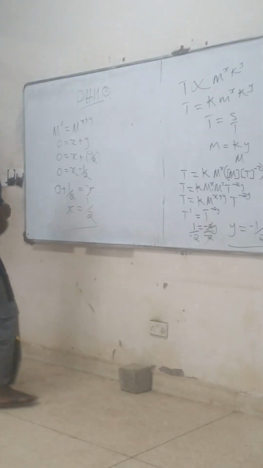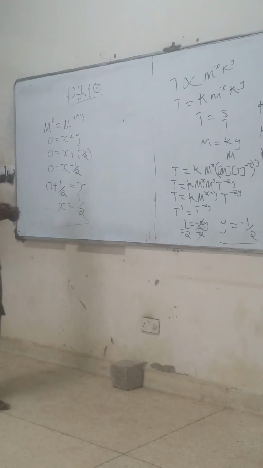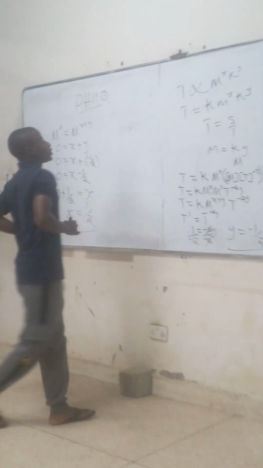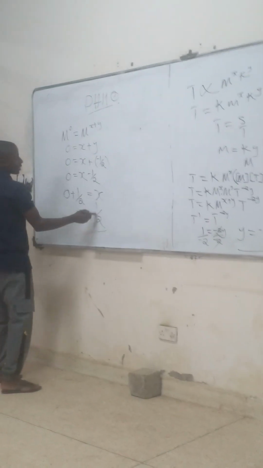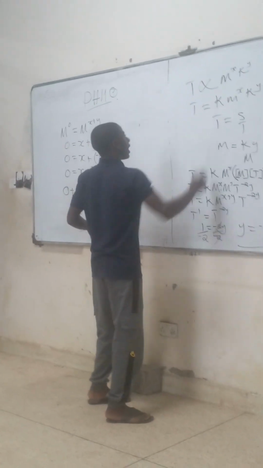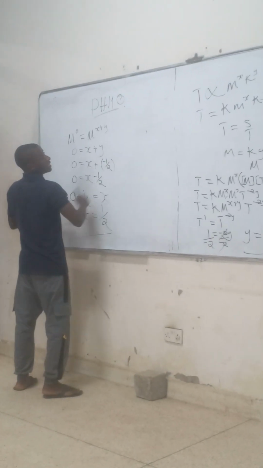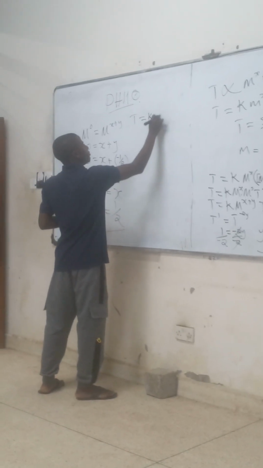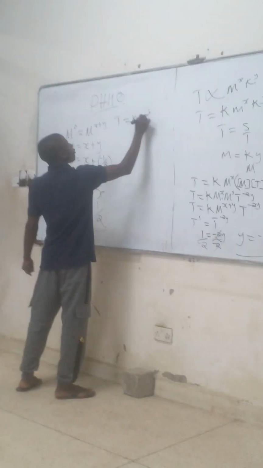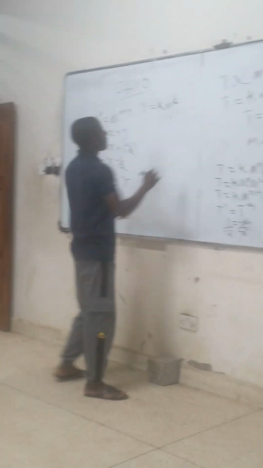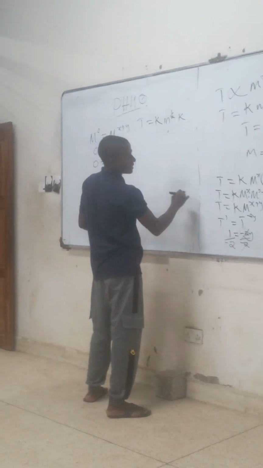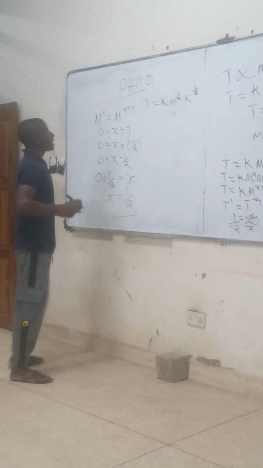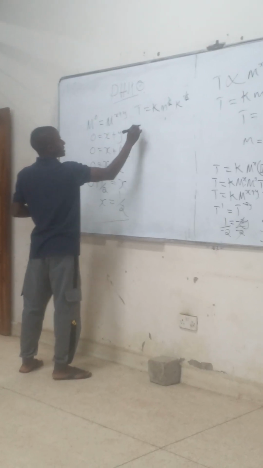So what you are going to do is get the original equation that you made and replace the values. That is t is equal to constant, and then m, where x is 1 over 2, and then k, where y is negative 1 over 2. So what you are going to do is rewrite that: t is equal to constant times m to the power 1 over 2 times k to the power negative 1 over 2.